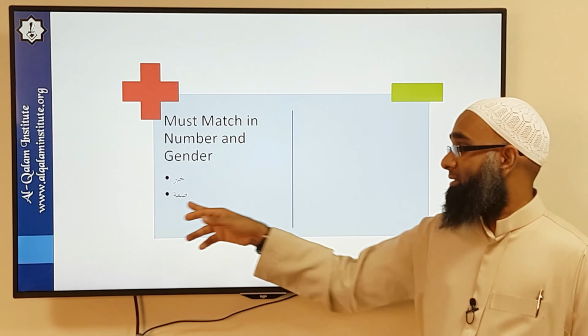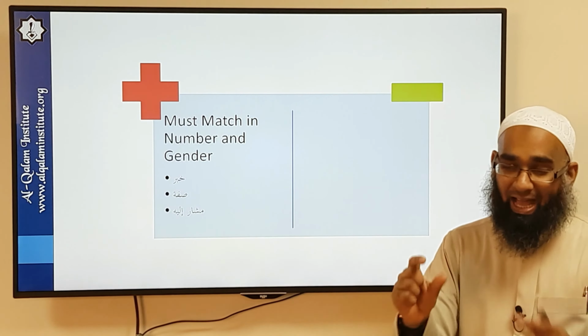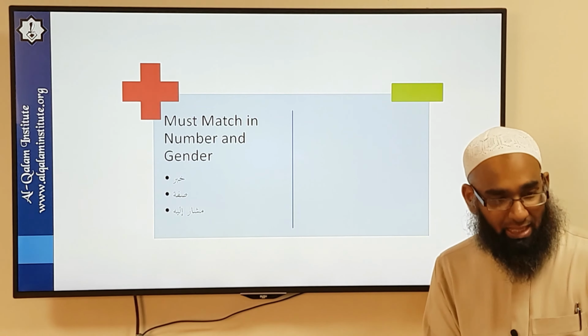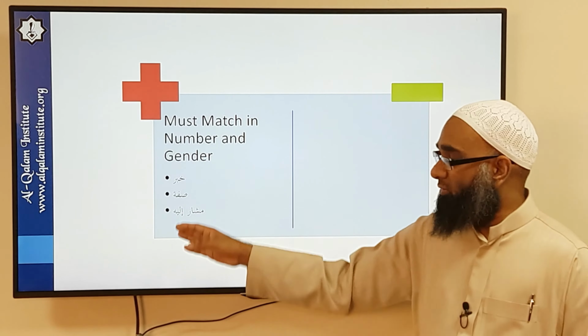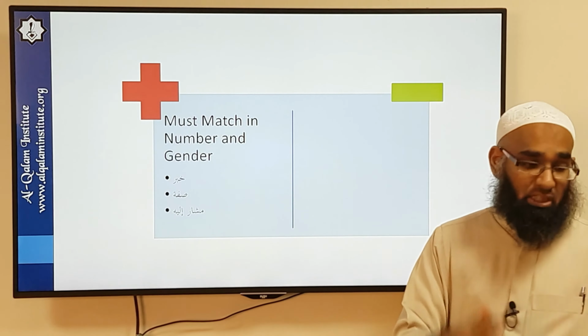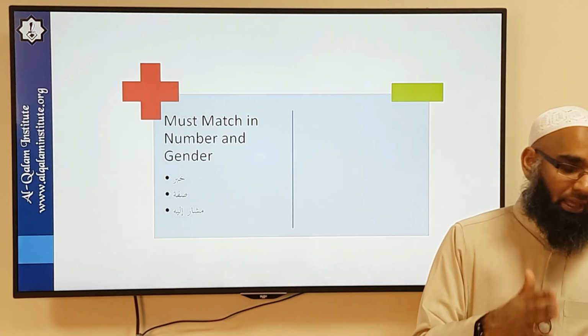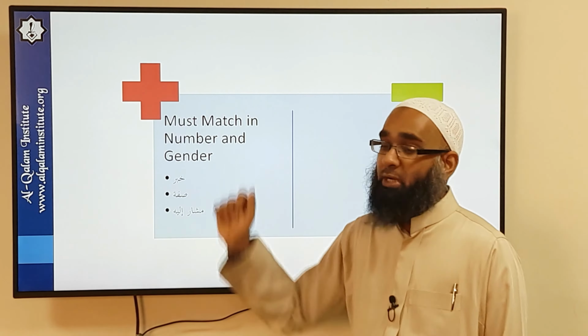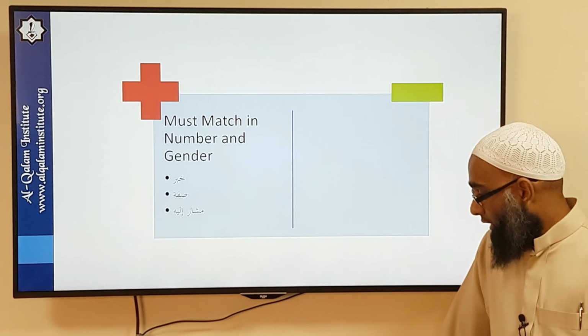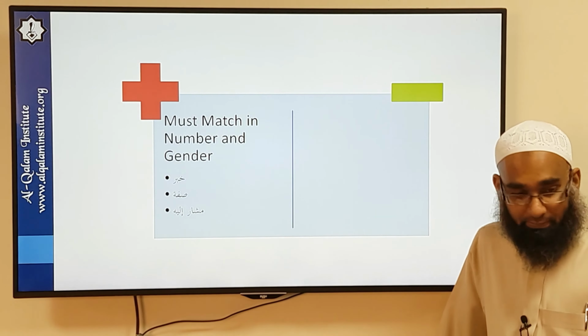Mushar ilay and sifa also. Because hadha tells you hadhani, haulai, hadihi, tilka, tanika. So these have to match. The khabar has to match the mubtada, sifa has to match the mawsoof, and the mushar ilay has to match the ism al-ishara in what? Number and gender. So these must match in number and gender. Are you following? That makes sense?